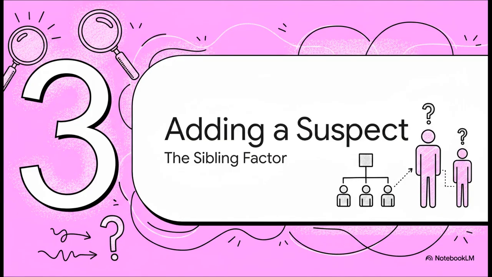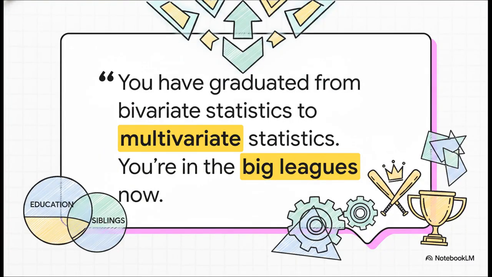Life is rarely simple, and social outcomes almost never have just one single cause. So any good detective knows you have to bring in other suspects. Let's add a second variable to our investigation, the number of siblings a person has. And just like that, we've leveled up. By adding a second independent variable, we've gone from a simple analysis to what's called a multivariate one.